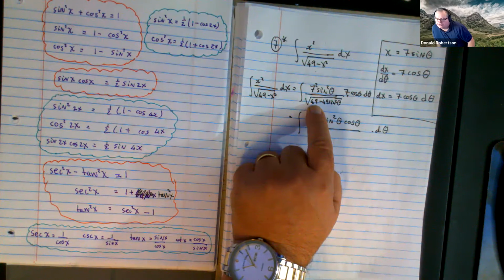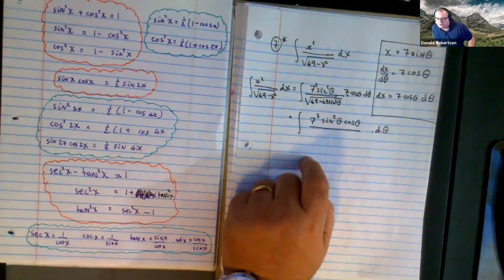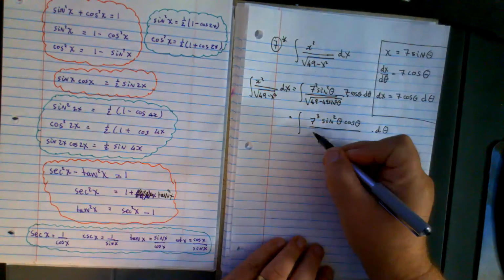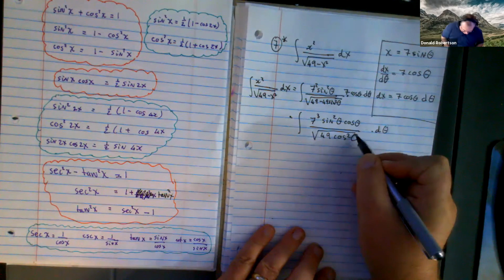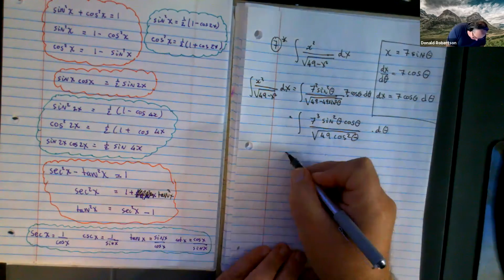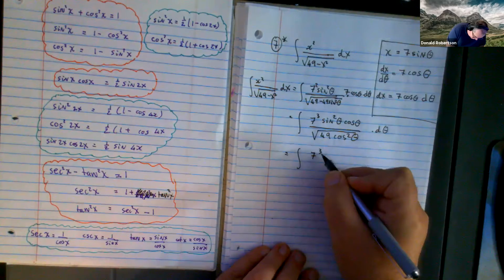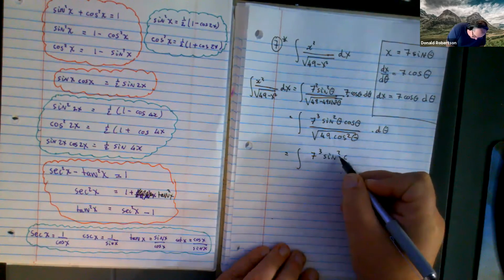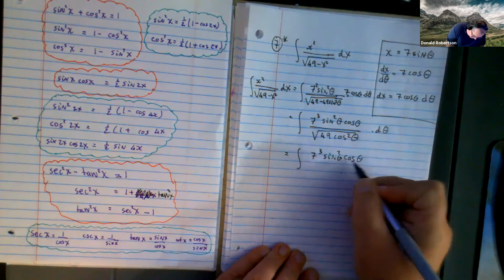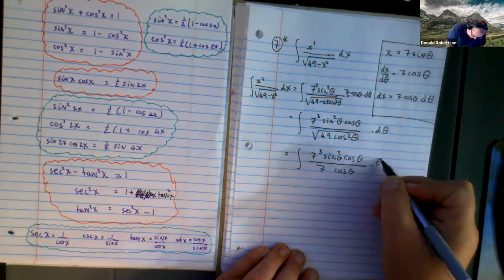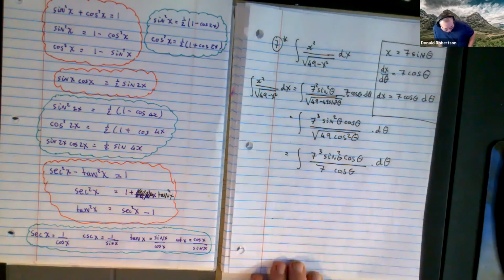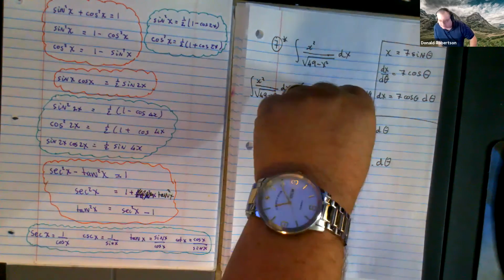What is 1 minus sine squared? 1 take away sine squared is cosine squared. And so that bottom thing becomes 49 cos squared. And now we have 7 cubed sine squared cosine theta over 7 cosine theta d theta. And some of you who are braver than I am, can't you go from here to here?